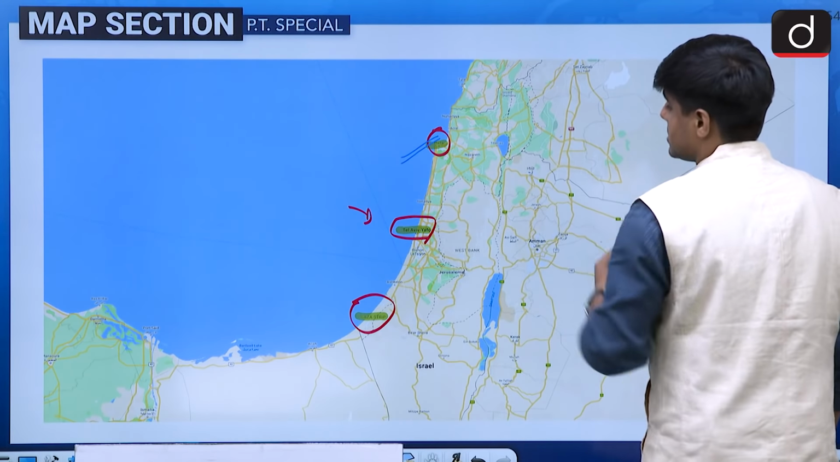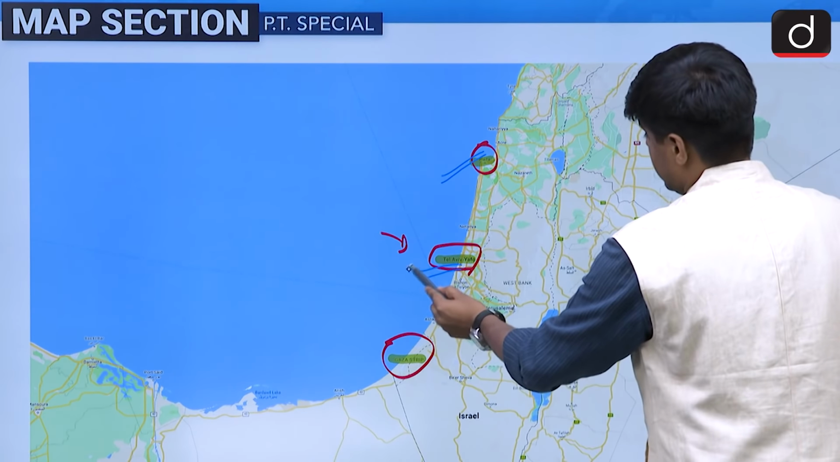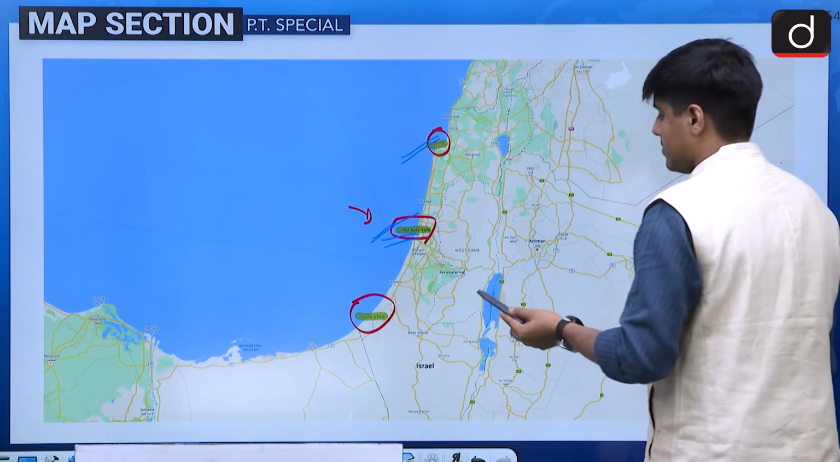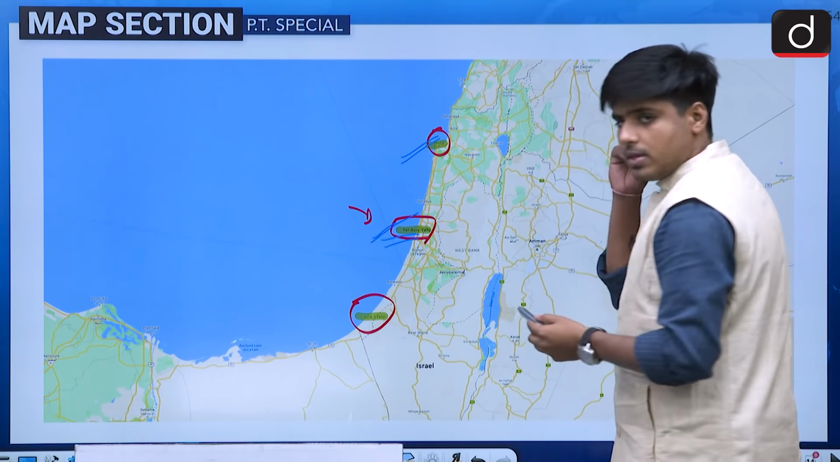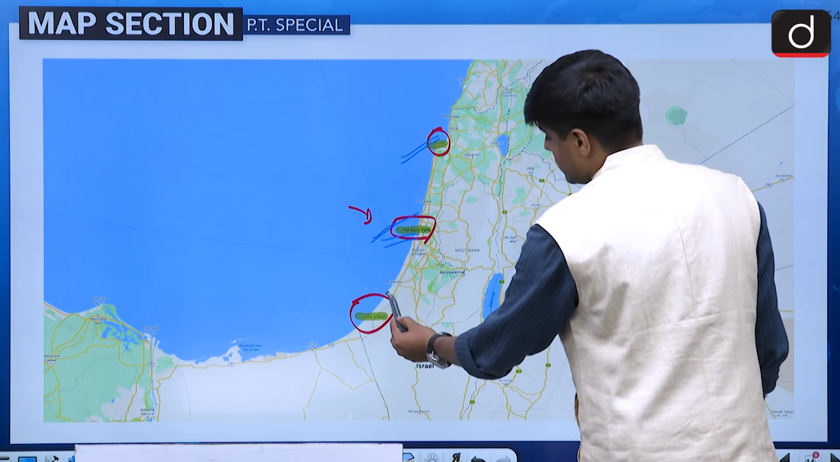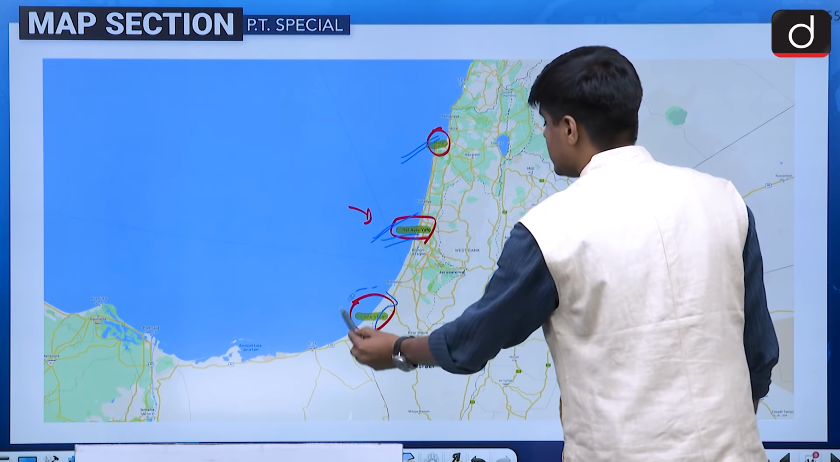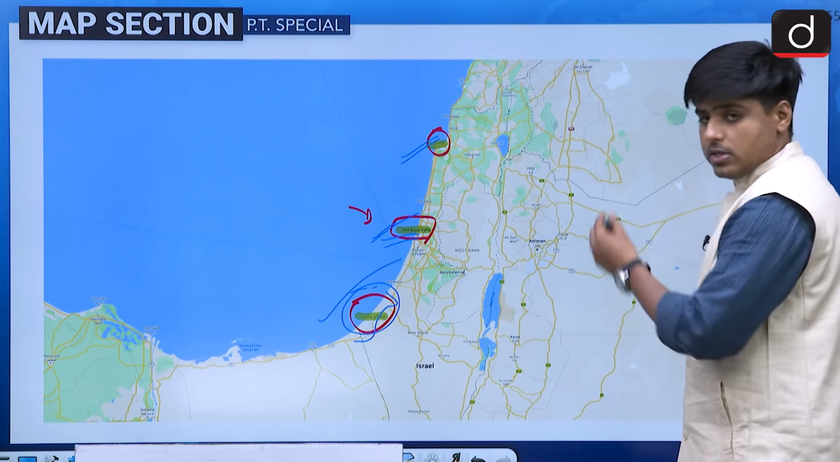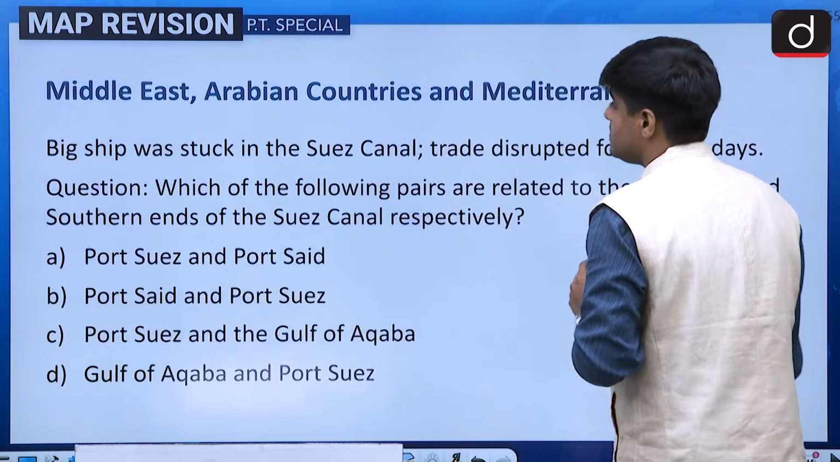And where exactly are they located? Haifa is a port city here. Tel Aviv had been functioning as the capital of Israel for the longest time before Jerusalem was given this status. And the Gaza Strip, we know, has been an area much under dispute between Israel and Palestine. So these three are the important cities here.